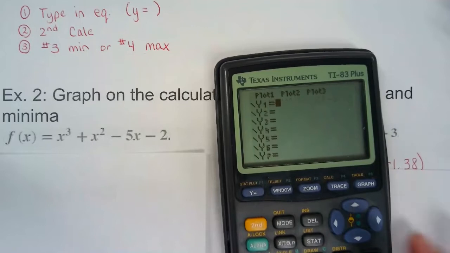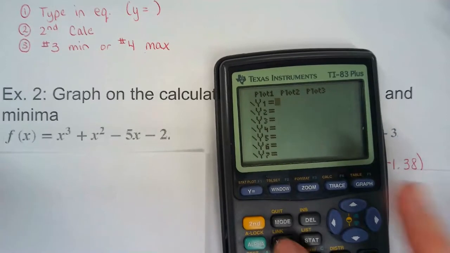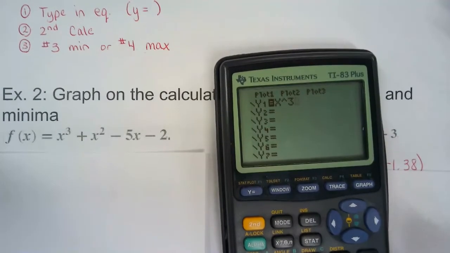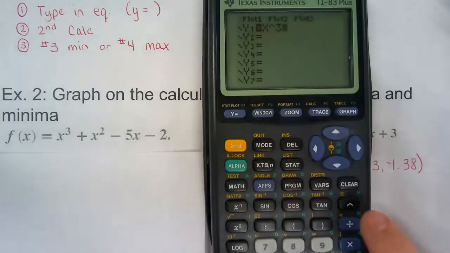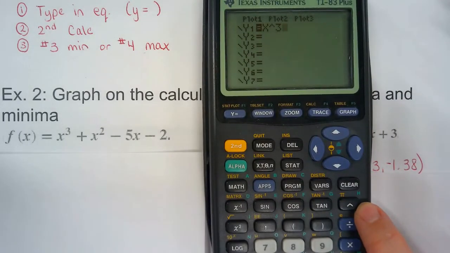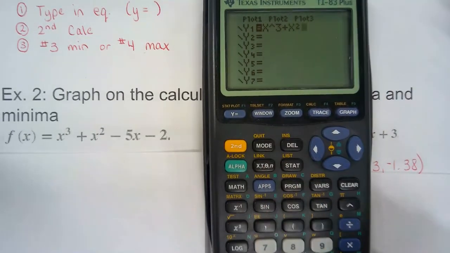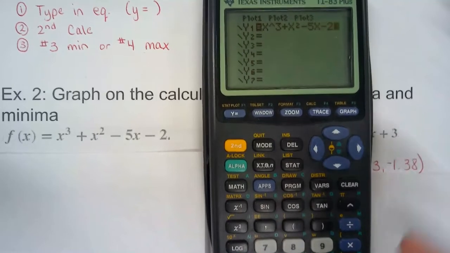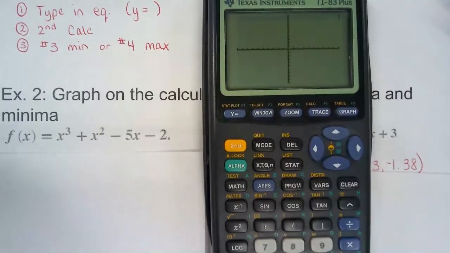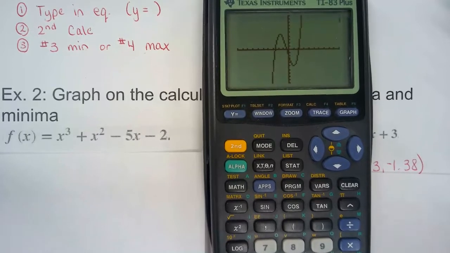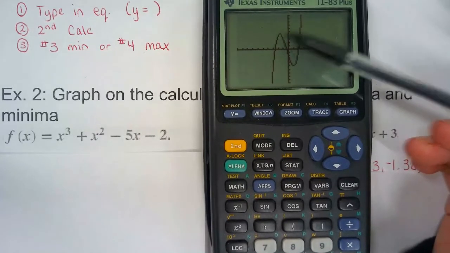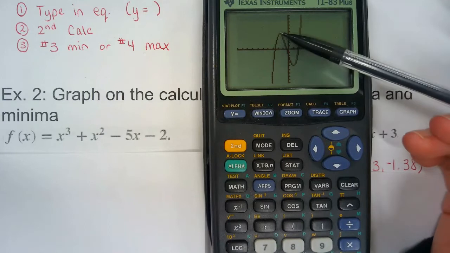So I'm going to go ahead and type in our first equation. So I'm going to y equals, typing in x to the third. So here's your exponent button. Remember that caret key right above the divide sign. Then I have plus x squared minus 5x and minus 2. And then I'm going to go to my graph. I can see that we have 2 turning points. So I'm going to find where those are at.